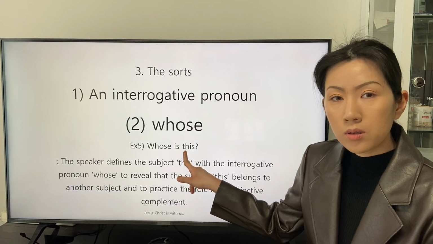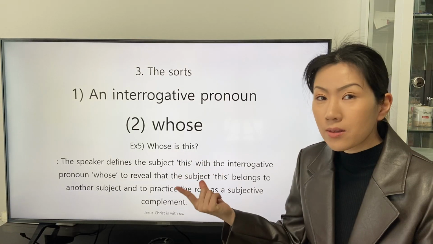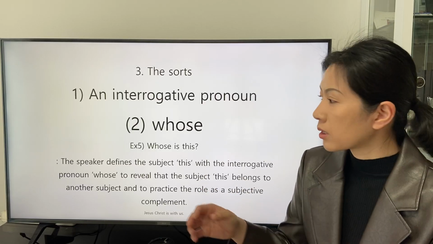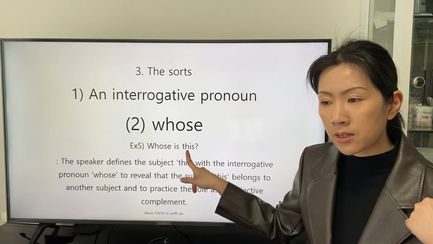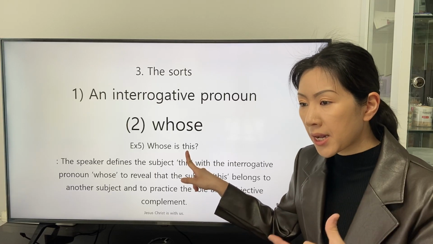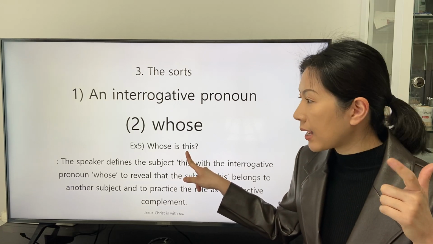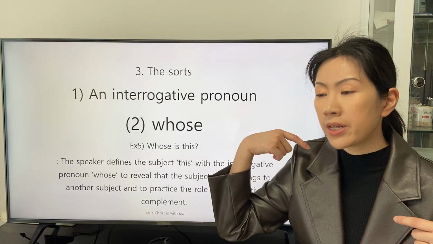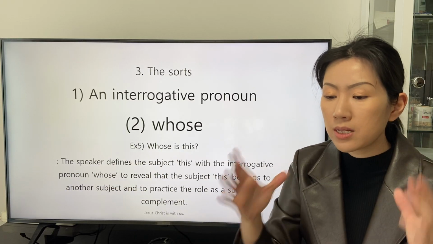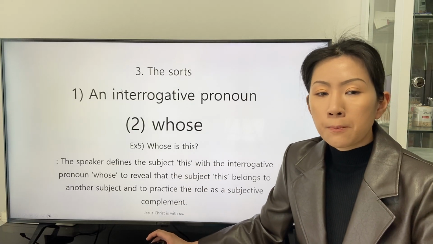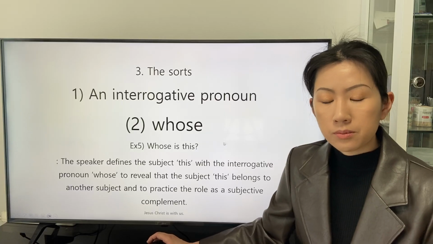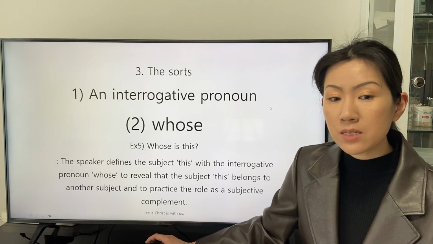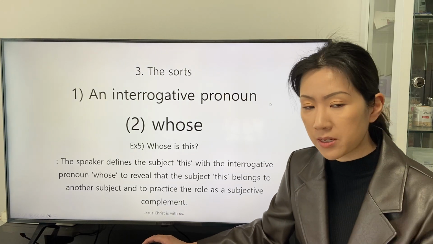And from the fact that the subject and the subjective complement indicate the same subject, we can understand that the speaker intends to know the subject that is close to the speaker, whose number is 1, and the speaker reveals that the subject belongs to the other subject, and intends to know about the other subject. The speaker defines the subject this with the interrogative pronoun whose to reveal that the subject this belongs to another subject and to practice the role as a subjective complement.